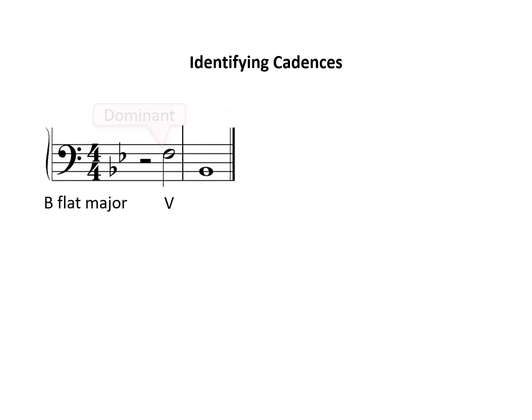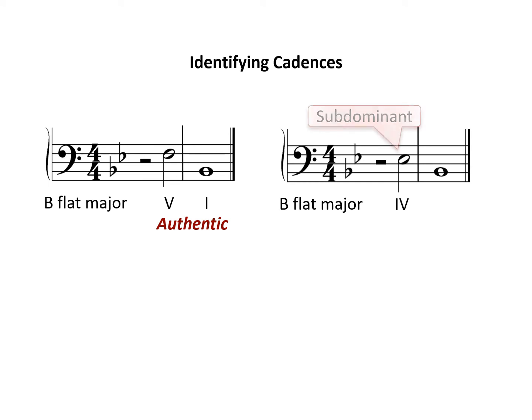We've already learned that we can identify cadence by determining the key and the scale degree of the bass notes. See how these bass note pairs in B-flat major indicate the cadence. The first is a dominant and a tonic, which would indicate an authentic cadence. Then we have a subdominant and tonic, which tells us that it's a plagal cadence.